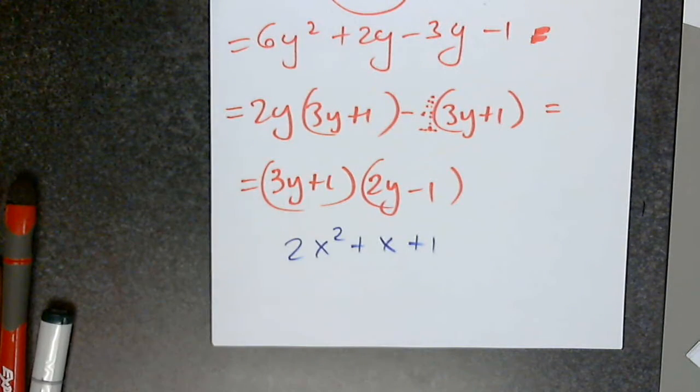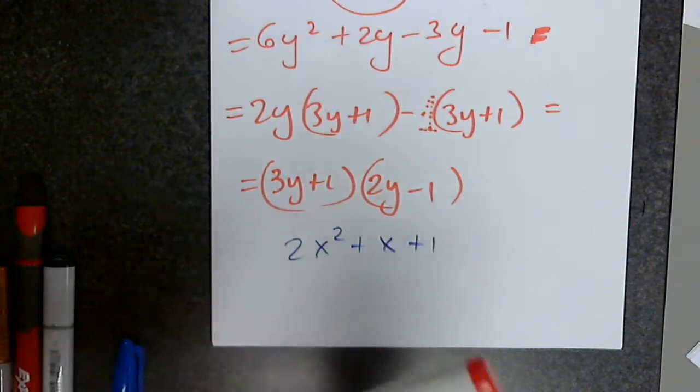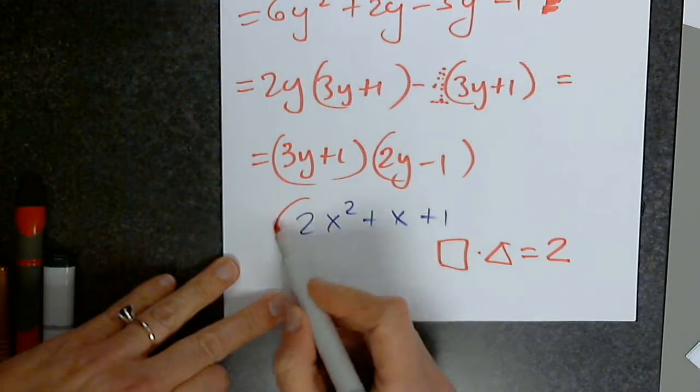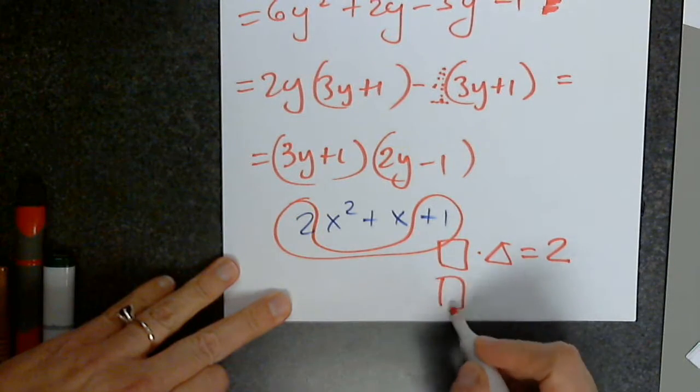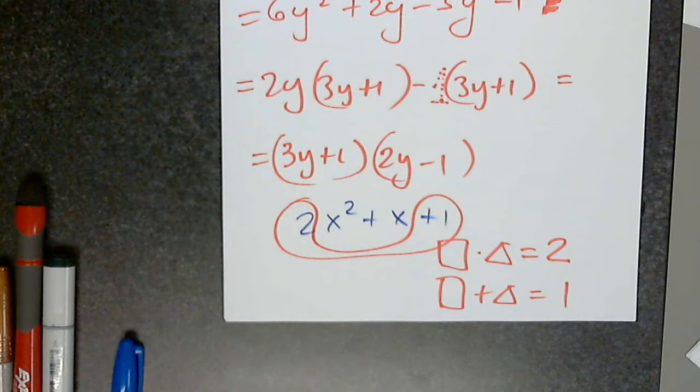Yes, it's in descending order. I cannot factor out anything, and the leading coefficient is not negative. So I go ahead and try to find two numbers whose product is very good, this, and whose sum is perfect. Since the product is positive, both numbers have to have the same sign. Since the sum is positive, both have to have positive sign.